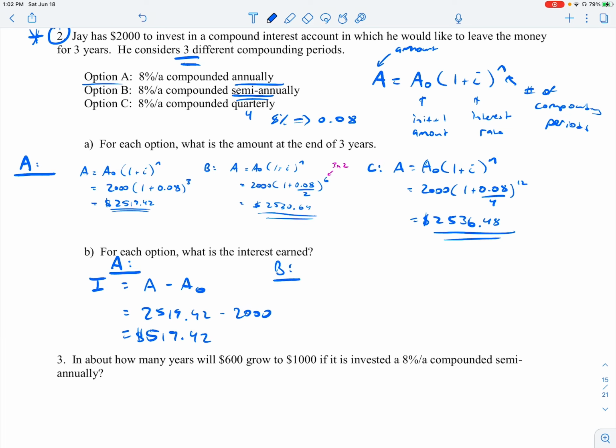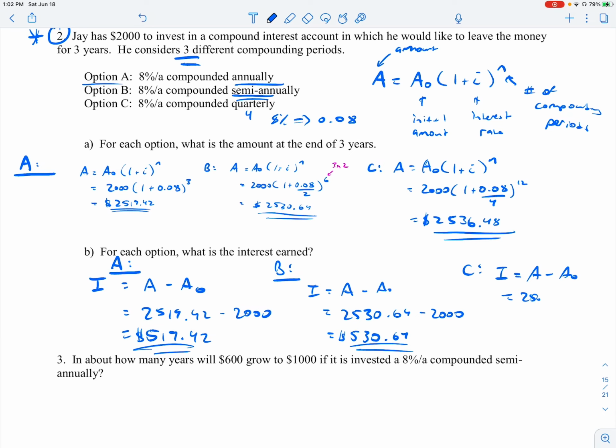For B, we're going to do the same thing. So the final amount at the end was $2,530.64. Subtract the initial amount, and this one made $530.64. So a little bit more. And lastly, option C, the interest is equal to the amount minus the initial amount. $2,536.48 minus $2,000. So $536.48.